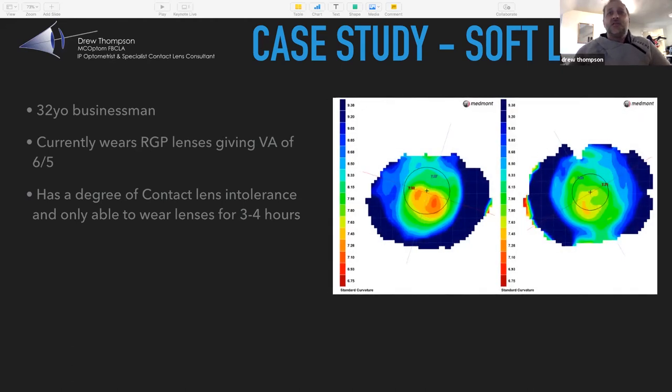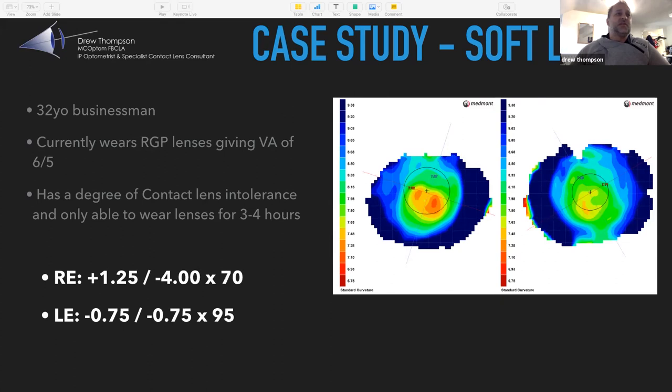These were his topographies. As you can see, there's some central steepening. But if you look at that, it's fairly regular. It isn't regular, but it's nearly. So the first thing I did was an eye test, a normal refraction, and these are the results I got. And we got 6.5 vision with spectacles. So I said to him, why are you wearing rigid gas permeable lenses? He said, because I was told to.